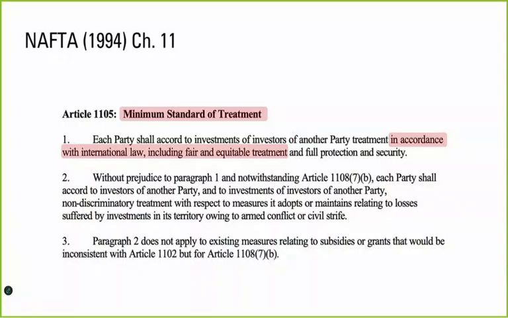And look at the title. The title is Minimum Standard of Treatment, which seems to be a direct reference to the minimum standard of treatment under customary international law. They could choose any title they wanted for this article, and they chose exactly the name of the standard under customary law, minimum standard of treatment. So this is why this is a question that has emerged, especially in the context of NAFTA.